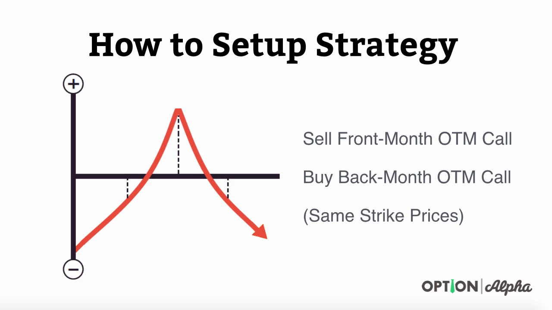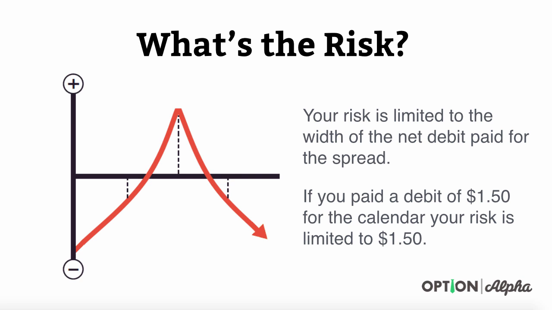Then what you're going to do is buy a more expensive back month option. So the next monthly option that's out, an out of the money call at the exact same strike price. So we're going to be trading two different months, but pinning the exact same strike price.